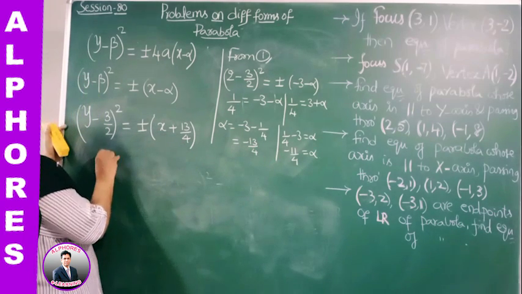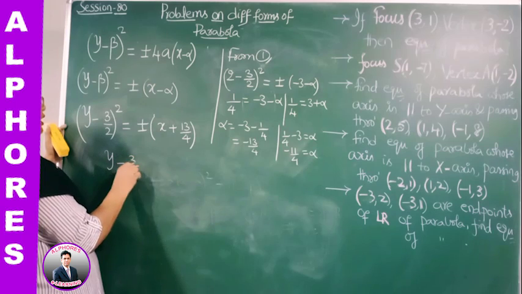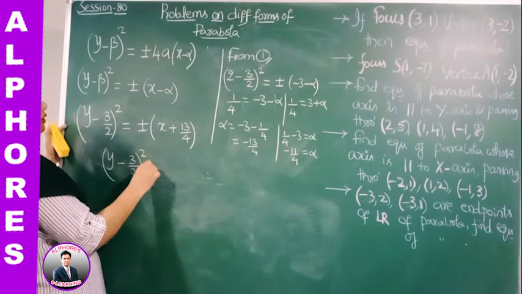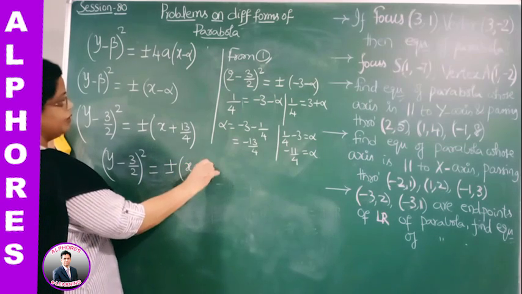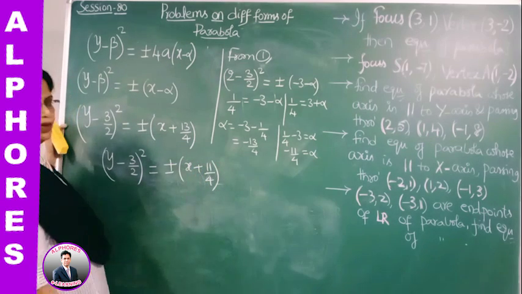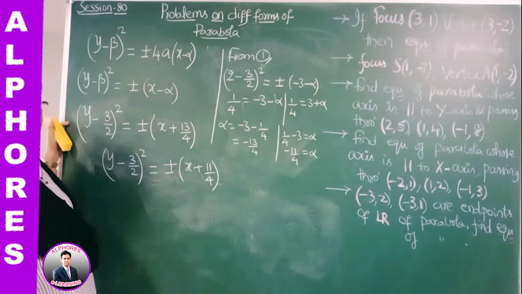So what is the other value? If I write y minus 3 by 2 whole square is equal to plus or minus x plus, how much did you get here? 11 by 4. Now finally, what about our answer?